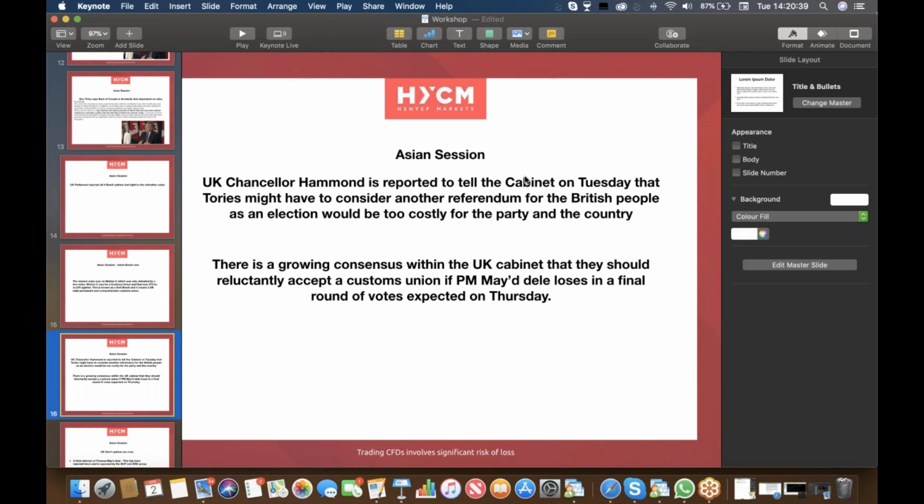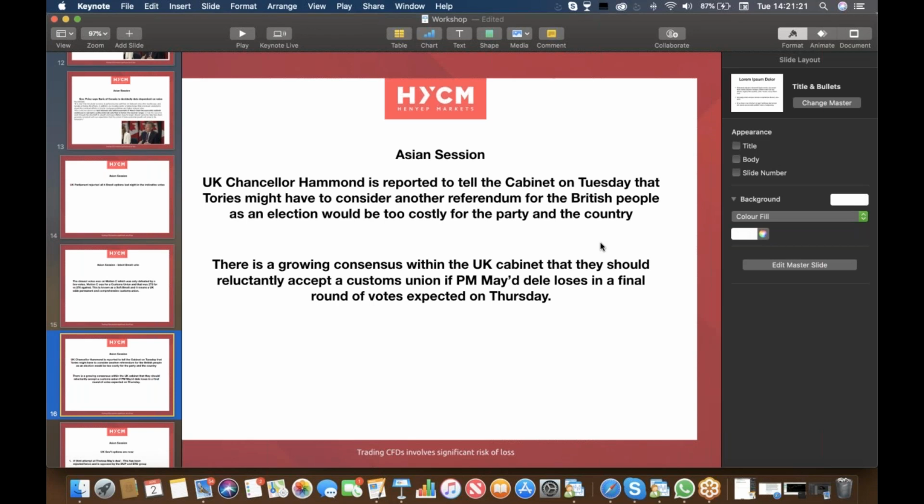Now, the UK Chancellor Hammond was reported to tell the Cabinet on Tuesday that the Tories might have to consider another referendum for the British people, as an election would be too costly for the party in the country. Because Theresa May's in a problem here. If she can't get a majority in Parliament, then she's not going to be able to get the deal through. And so what she might say is, let's have a general election because we can't get an agreement through Parliament. We need to change the political order. The problem with that is obviously you're going to have a new government at a very difficult time, and the Conservative Party will inevitably do badly because they've been handling this Brexit withdrawal process, and a lot of frustration will be taken out on them.